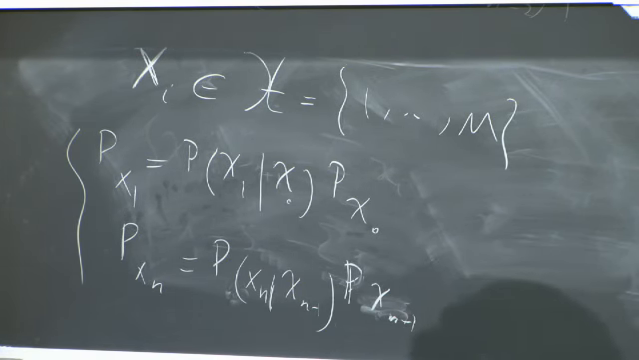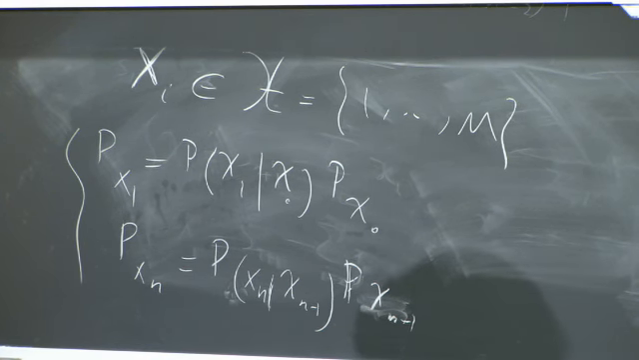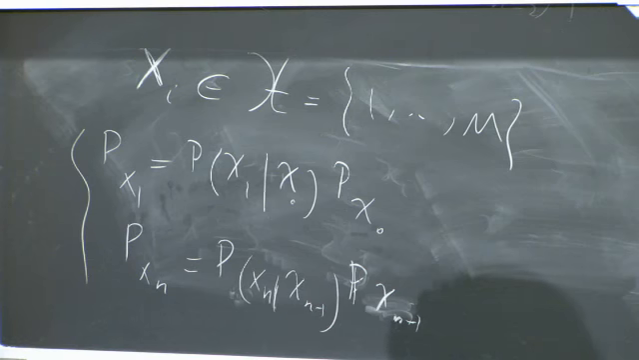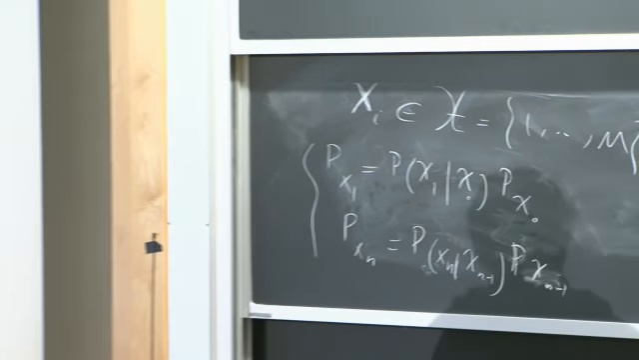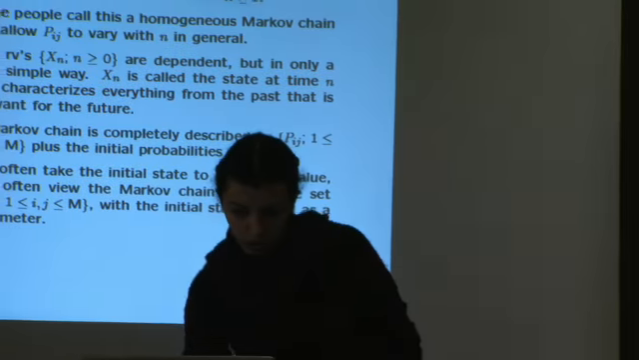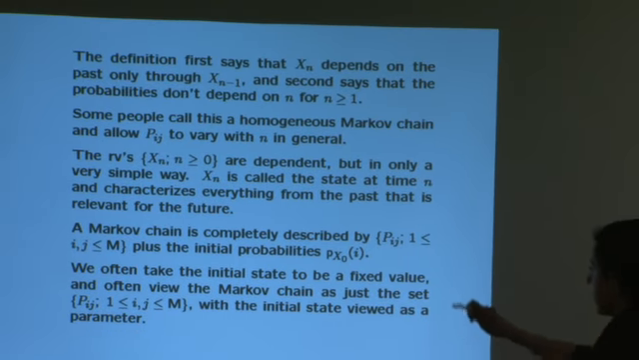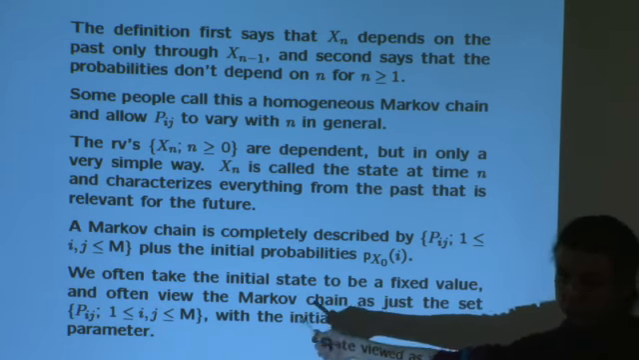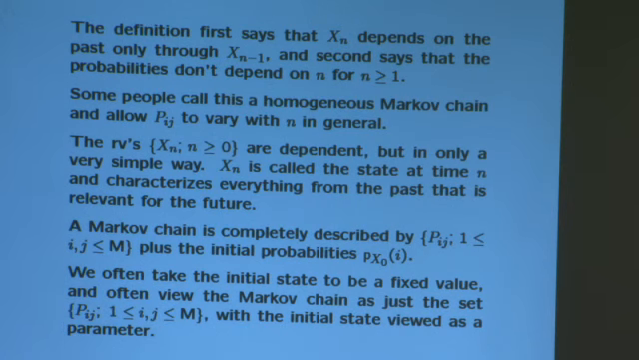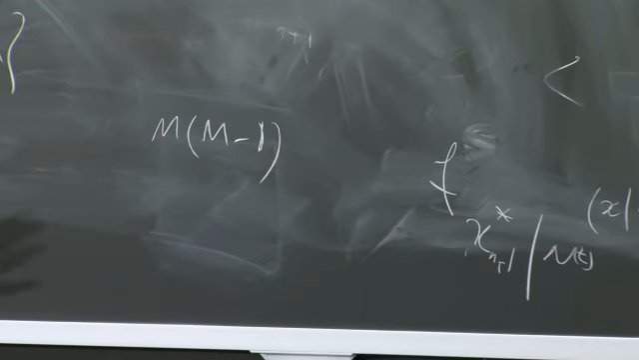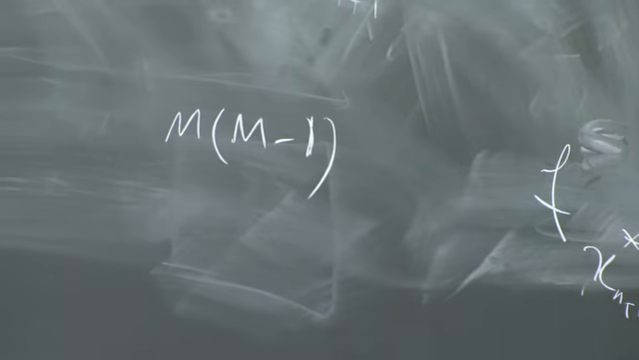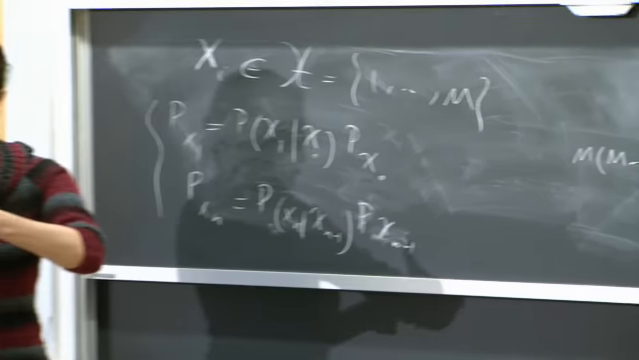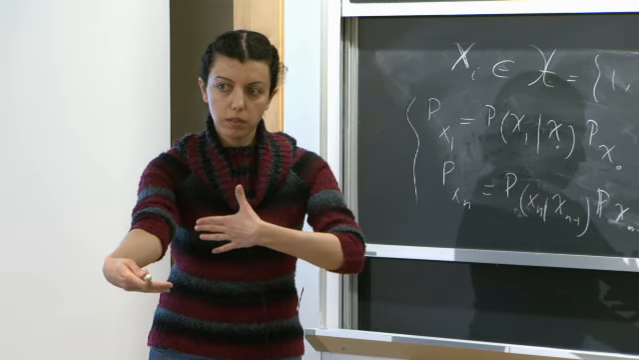So what we do is we characterize the Markov chains with this set of transition probabilities and the initial state. And you see that in these transition probabilities, we have m times (m minus 1) free parameters, because the summation of each distribution should be equal to 1. So for each initial state, I can have a distribution over the next step.